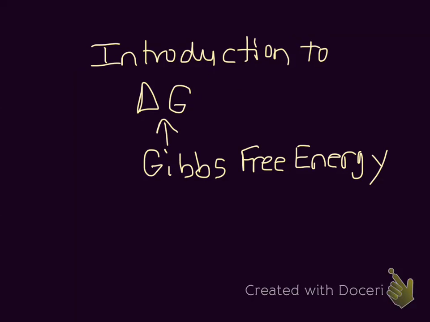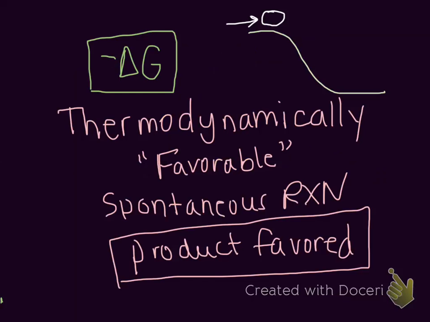In this one, we're going to take a look at an introduction to delta G, Gibbs free energy. So what is delta G? We know delta H is heat energy and we know delta S is basically the level of disorder.